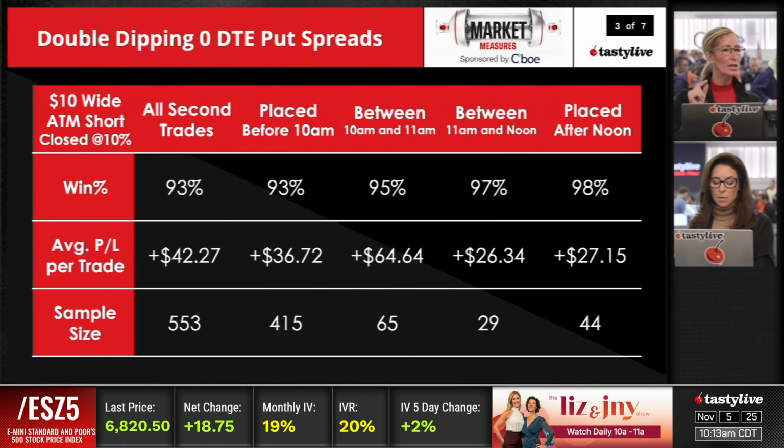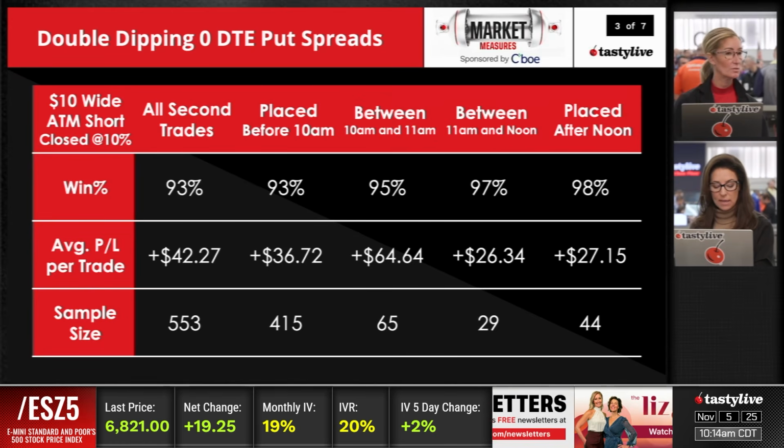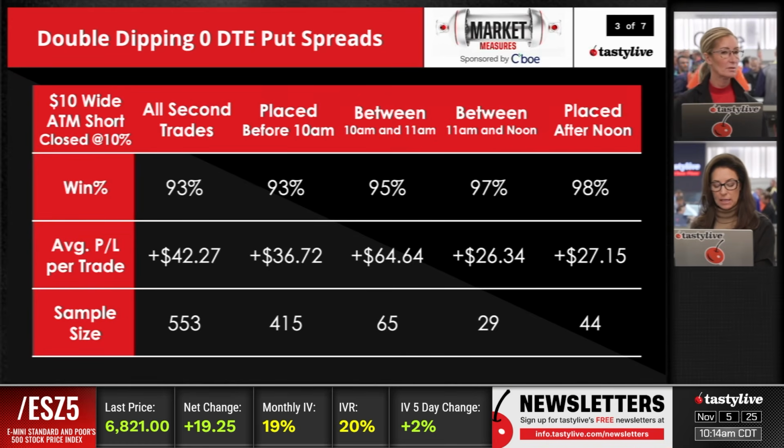My eye line, though, Jenny, goes to your sample size. Look how many more are placed before 10 a.m. Sample size, all trades placed before 10 a.m., 415. Yeah, 415 were off at 10% and then on before 10 a.m. But think about this. 10% is so easy to get in an SPX trade. Right. I did it today at 9 o'clock. I collected $380. If I wanted 10%, it would be $38.